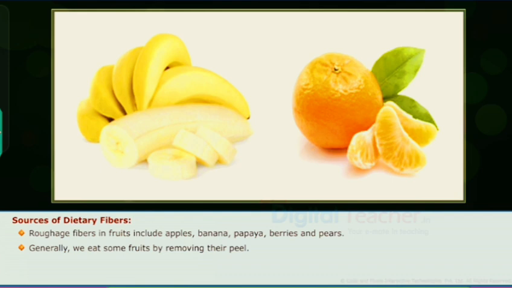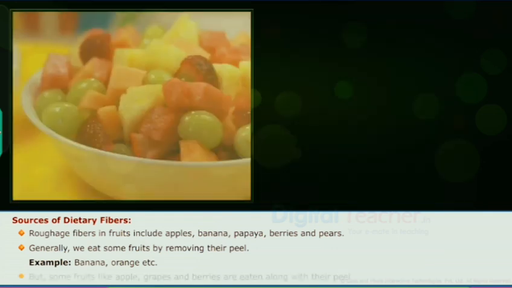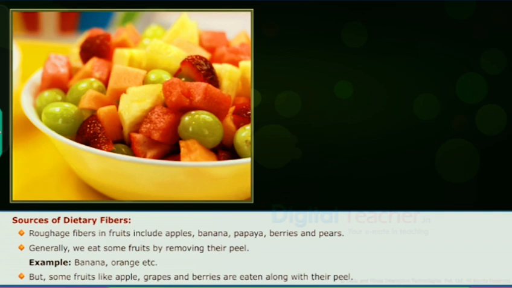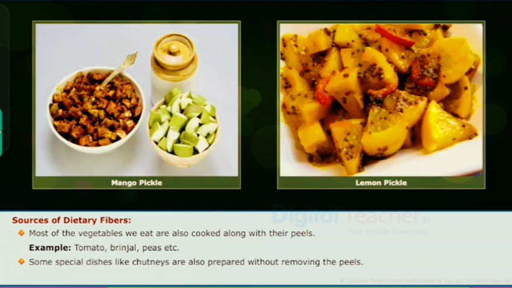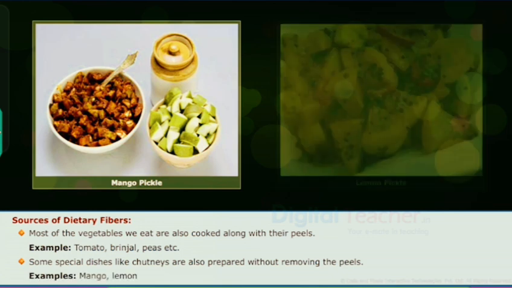Generally, we eat some fruits by removing their peel, for example, banana, orange, etc. But some fruits like apples, grapes and berries are eaten along with their peel. Most of the vegetables we eat are also cooked along with their peels, for example, tomato, brinjal, peas, etc. Some special dishes like chutneys are also prepared without removing the peels, for example, mango, lemon.